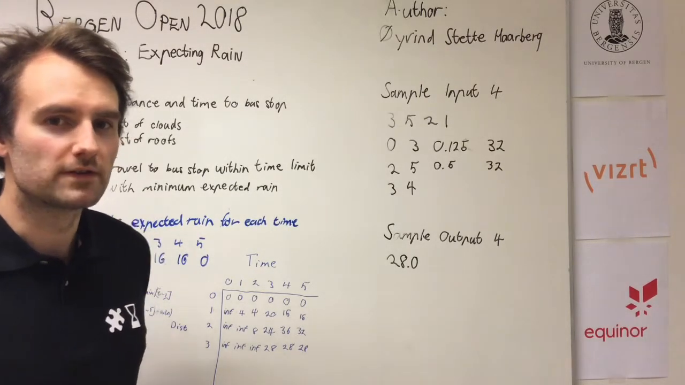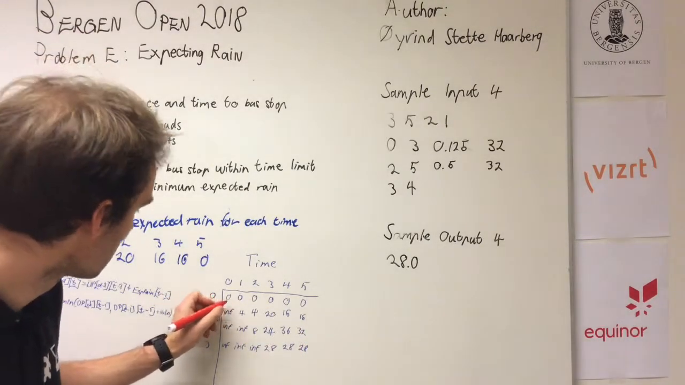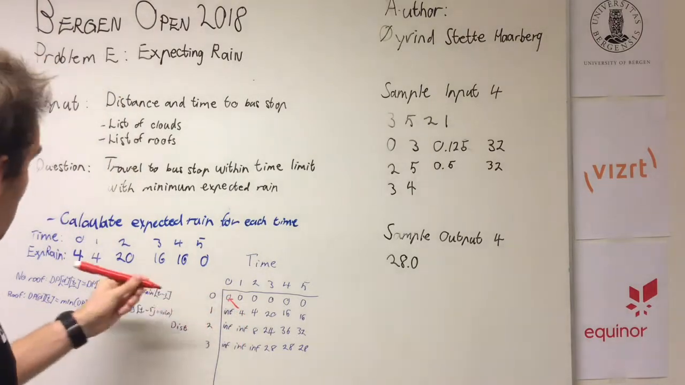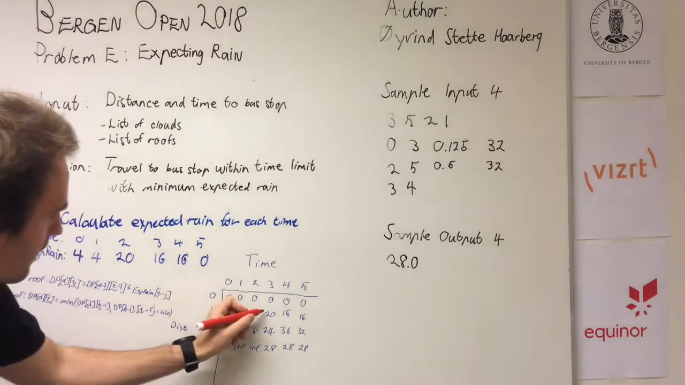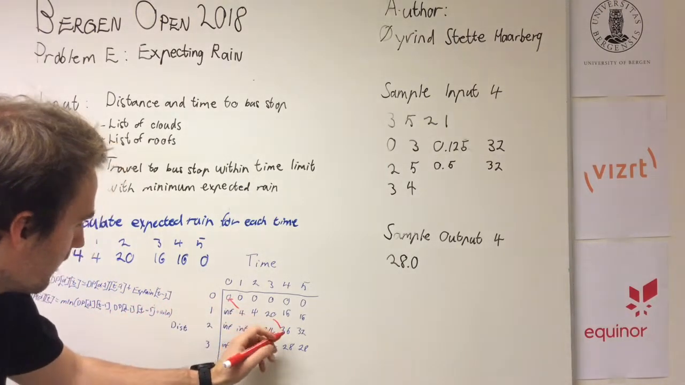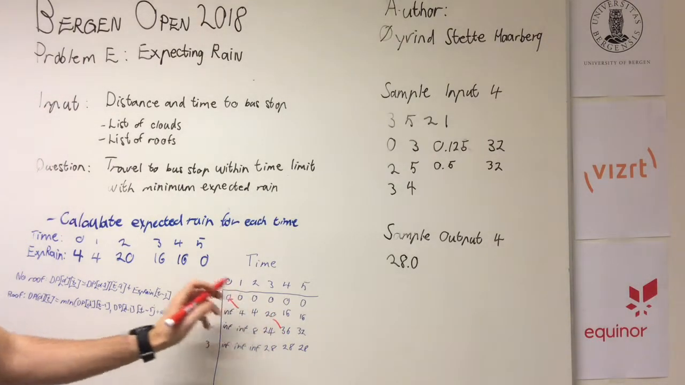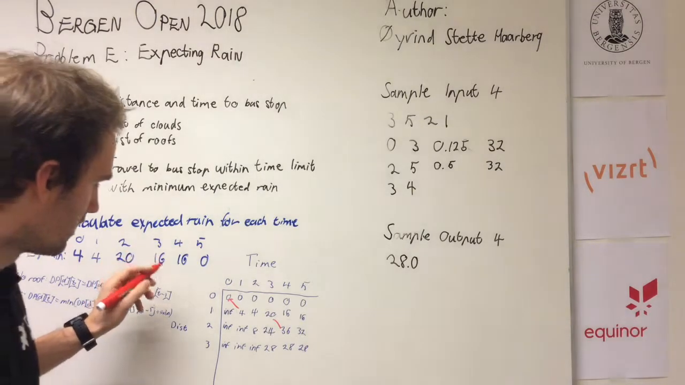If there is no roof at the distance, then each cell at this distance will get the value of the last one plus the expected rain for this time. So here it's 0 plus 4. This 4 is the expected rain, and for this one it will be 20, which is the last expected rain, plus 16, which is the expected rain for time 3.